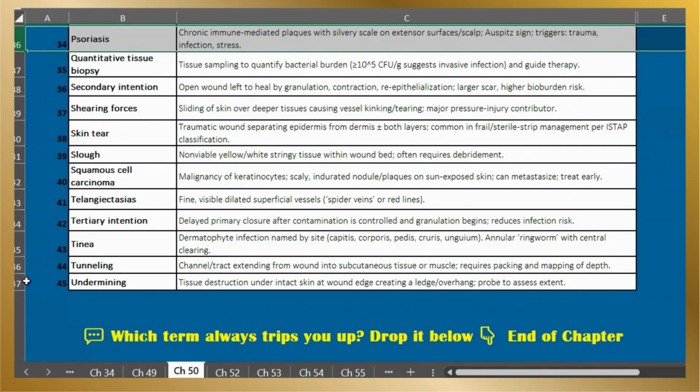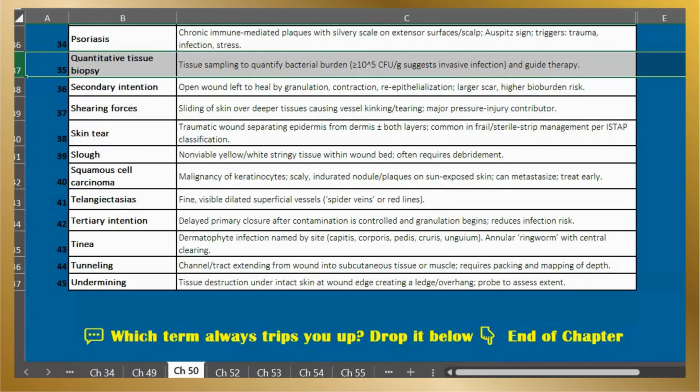And see, we have 45, so bear with me. Quantitative tissue biopsy, tissue sampling to quantify bacterial burden and guide therapy. So it counts bacteria per gram, that's what they call it. Quantity.